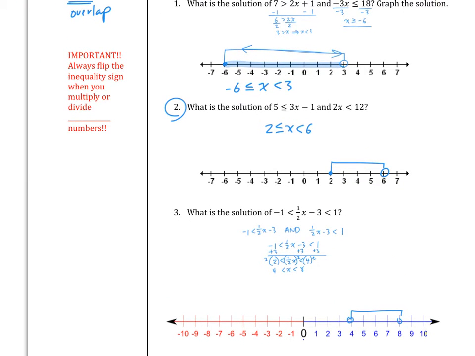All right, and then really quickly, always flip the inequality sign when you multiply or divide by negative numbers. So, good reminder.